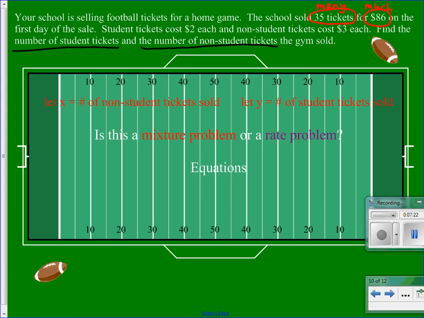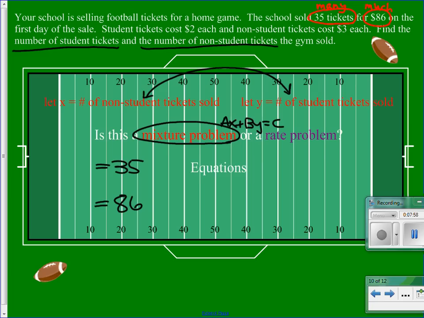There's our two, sorry, I crossed that up. There's our two unknowns. There's our X and our Y. But because they told me how many and how much, this is a mixture problem. Now, if it's a mixture problem, I'm writing it in standard form. And you guys might notice that your X and your Y, if you want those switched around, it doesn't matter because they're on the same side. If you want X to be your student tickets and Y to be your non-student tickets, that's fine. Either way, you've got two different equations. One for how many, they sold 35 tickets, and one for how much, they earned $86.